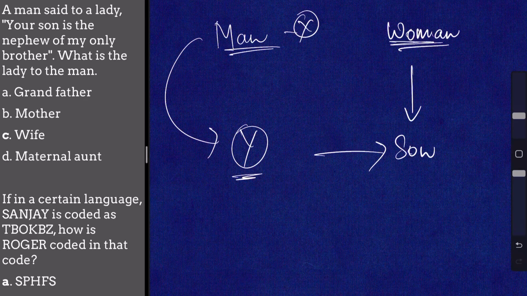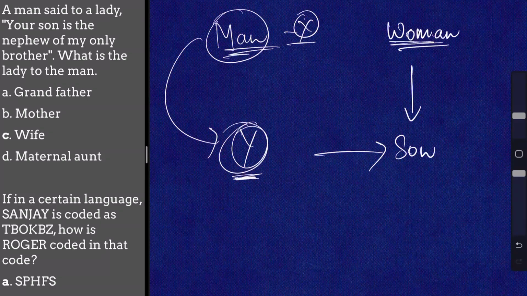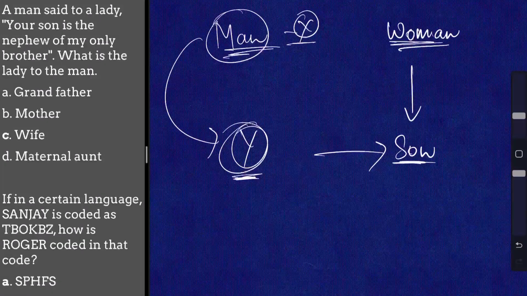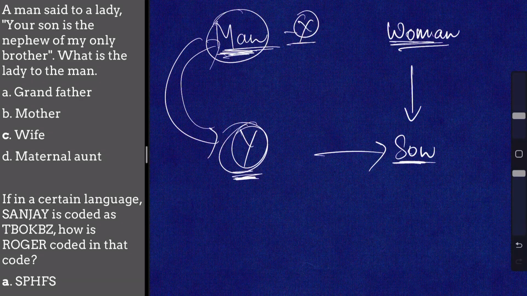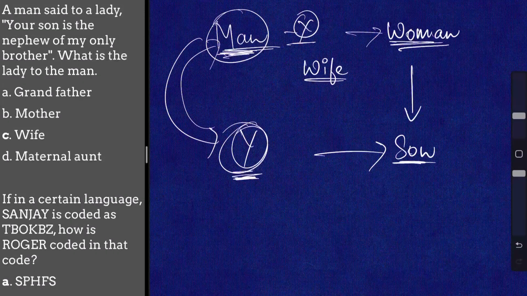Now it's very easy to identify the relationship between this man and woman, because if this man X has only one brother, this brother cannot have a nephew from someone else. It has to be X's son, because he doesn't have any other sibling. So the brother whose son would be his nephew happens to be X, and this woman happens to be X's wife. So therefore, what is the lady to the man? The answer in this case would be option C, that is wife.